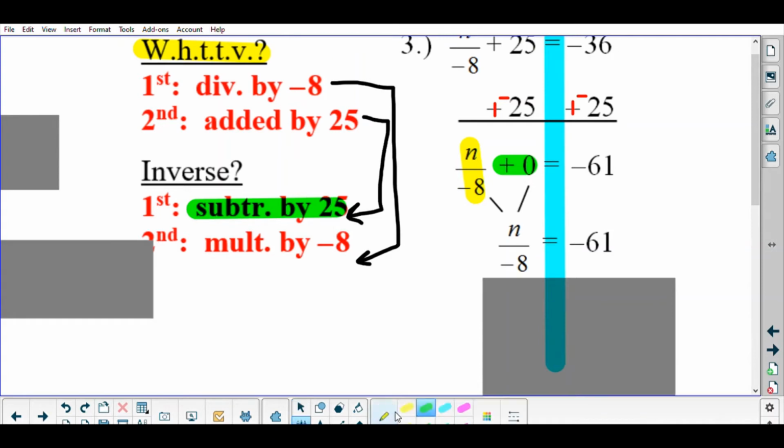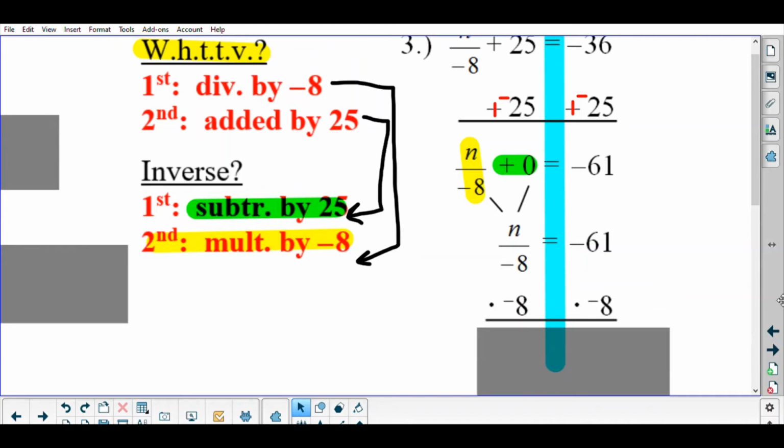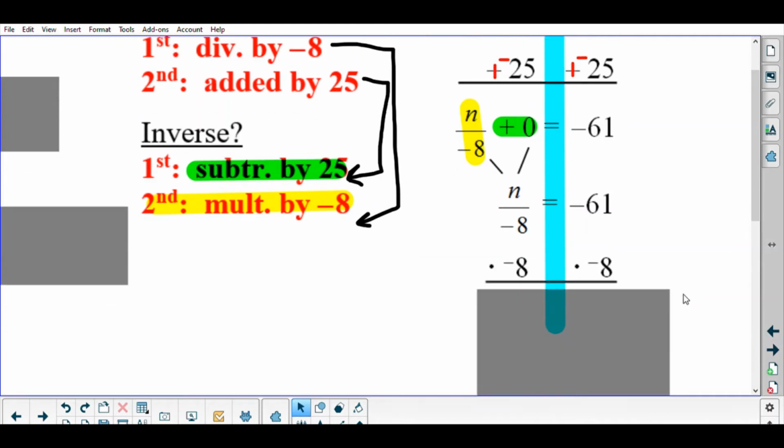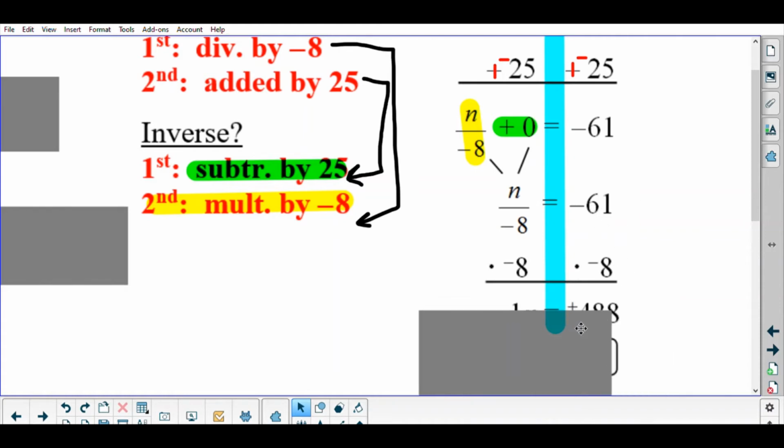And now it is time for us to finally do the second inverse operation, which is to multiply by -8, because that's the inverse of dividing by -8. So let's now do that on both sides. Okay, let's work down. A negative times a negative is a positive. 61 times 8. 8 times 1 is 8. 8 times 6 is 48, so that would give me 488. And like I said, that's a positive.